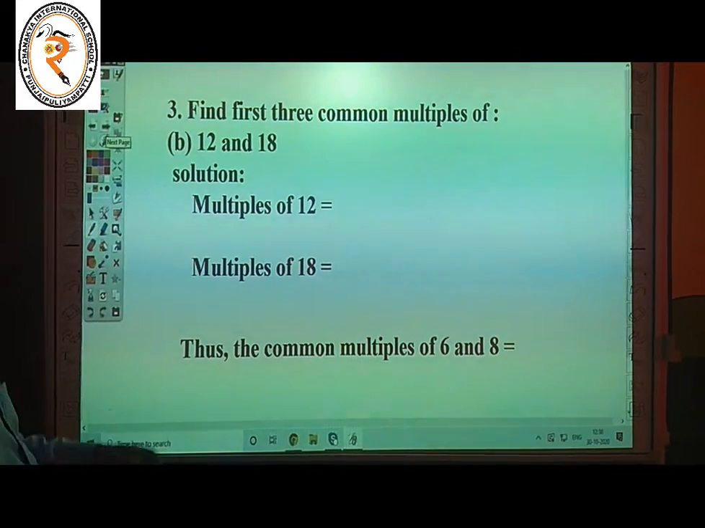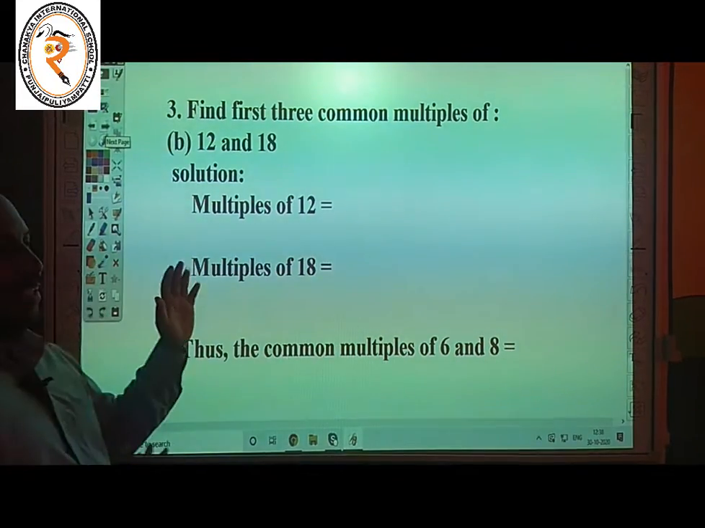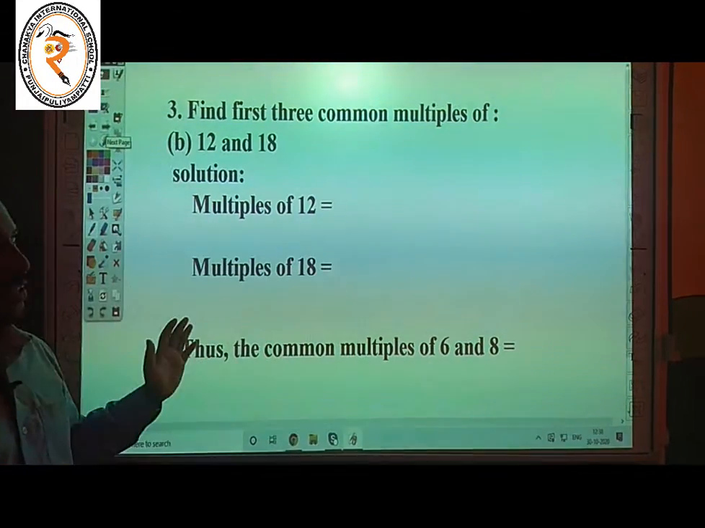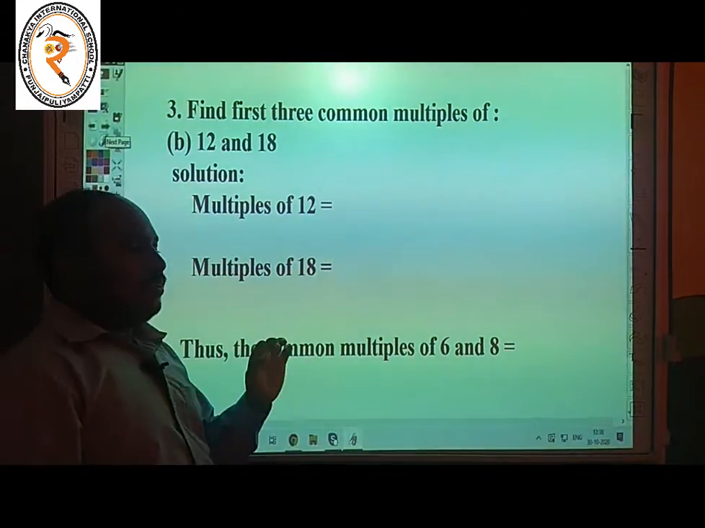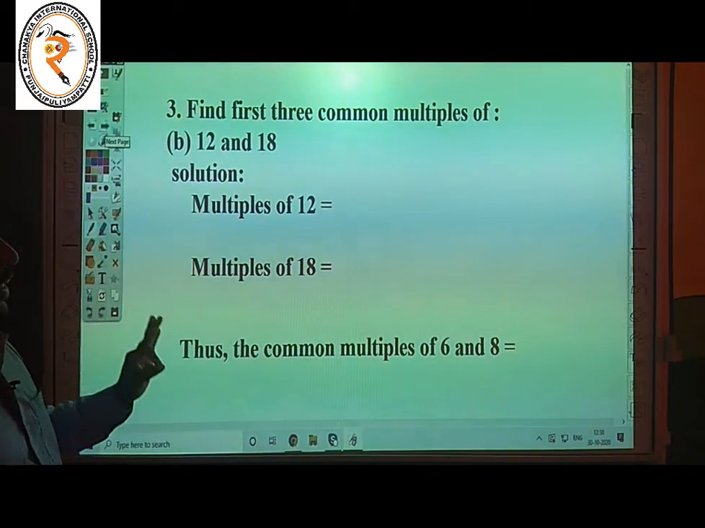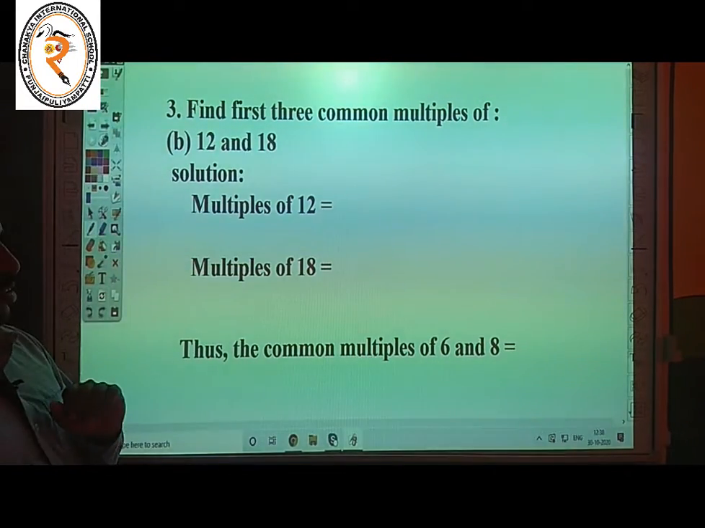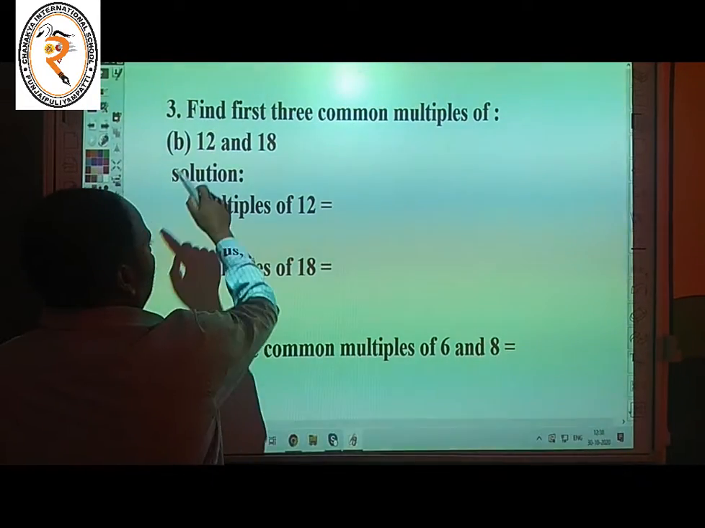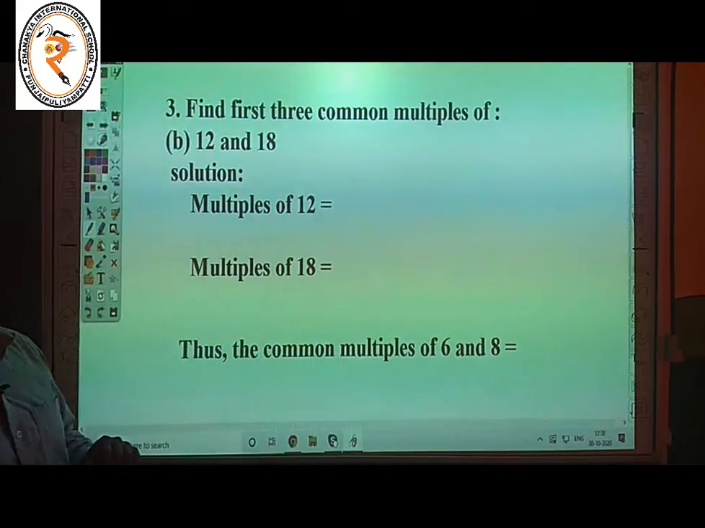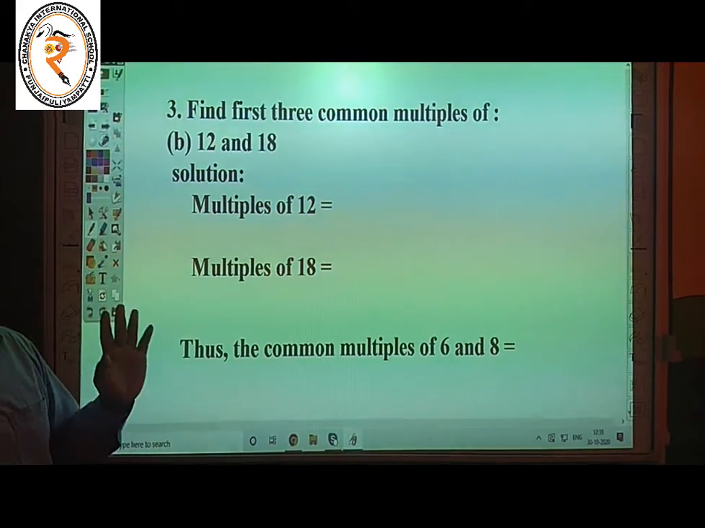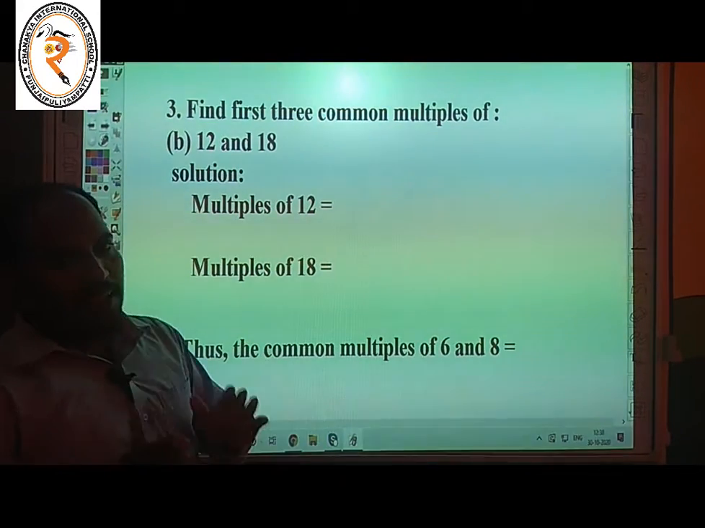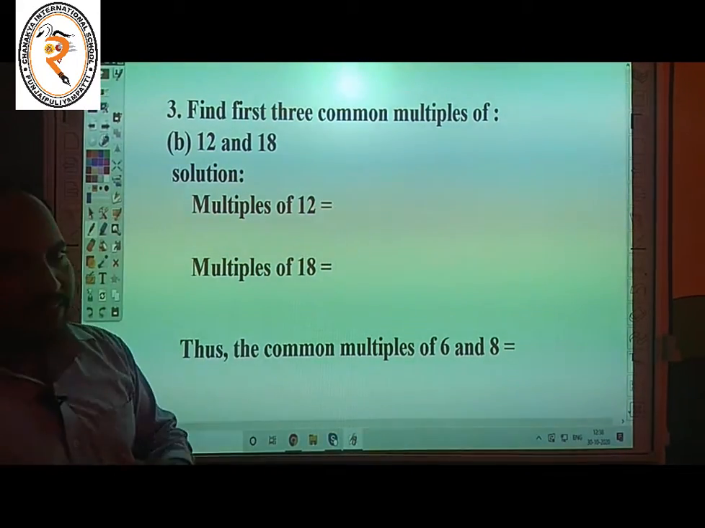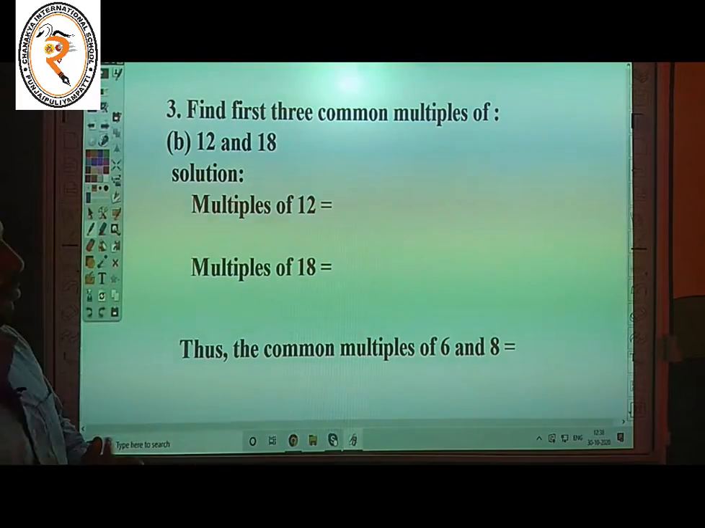The next one, find first 3 common multiples. This also you want to find the common multiples, first 3 common multiples, of 12 and 18. Your numbers are 12 and 18. First we find the multiples of 12. Multiples of 12, that means 12th table.